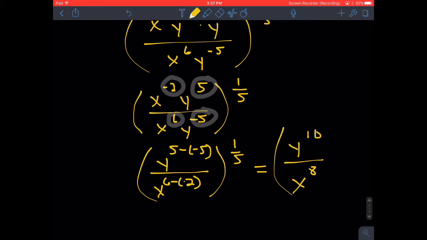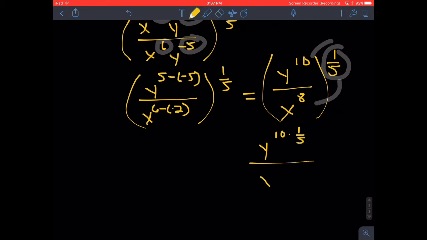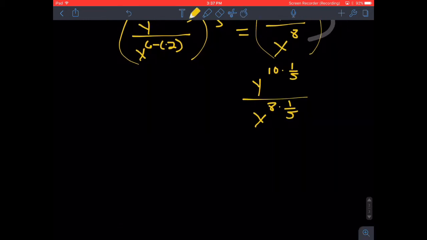You tired of that yet? Well, lucky for you, we can finally get rid of it. Now we're going to distribute the 1/5 to the 10 and to the 8 in the denominator there. So, rewriting, we're going to have y to the 10 times 1/5 over x to the 8 times 1/5. And simplifying that, we'll be left over with y squared in the top and x to the 8 over 5 in the denominator.